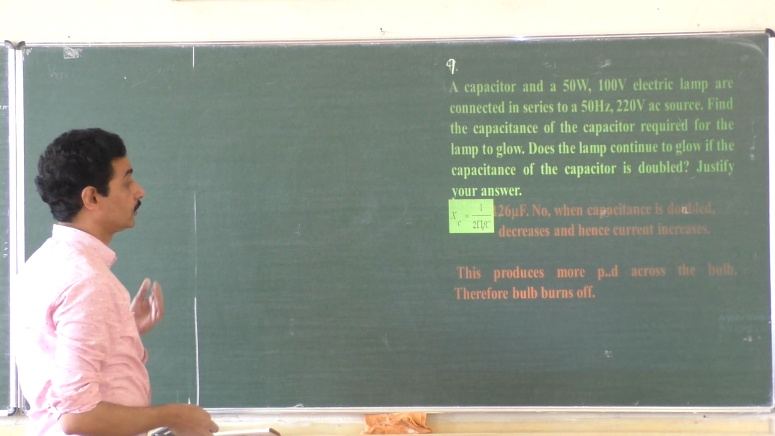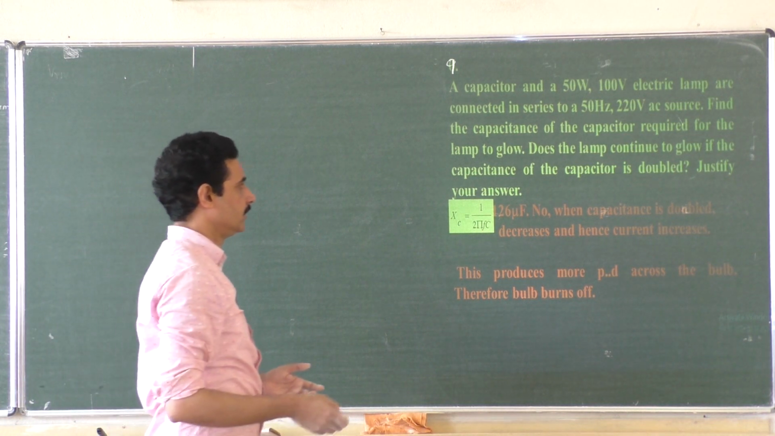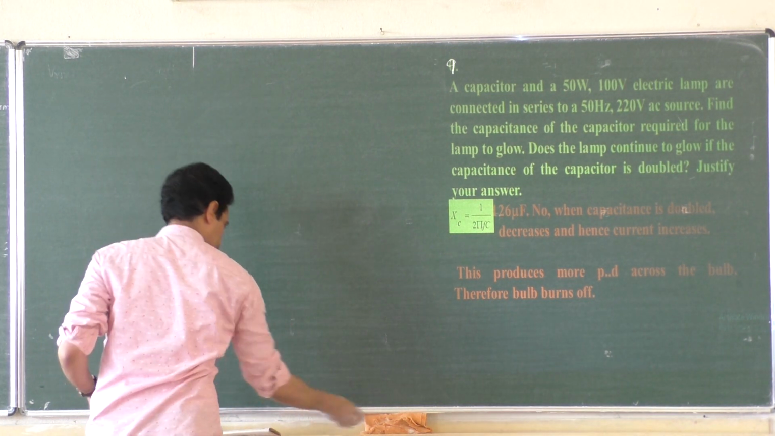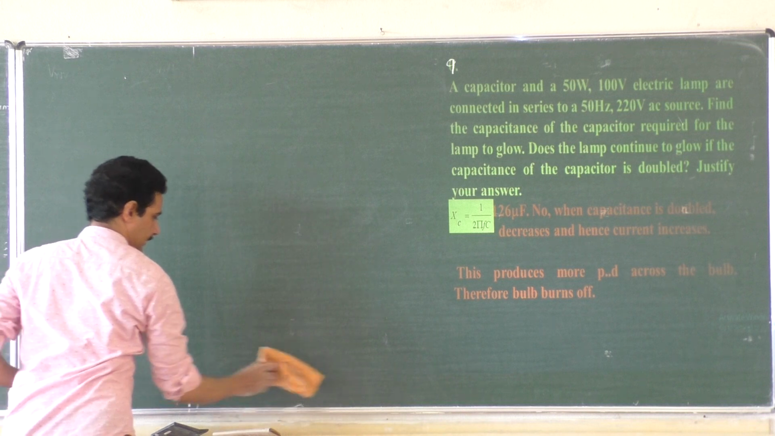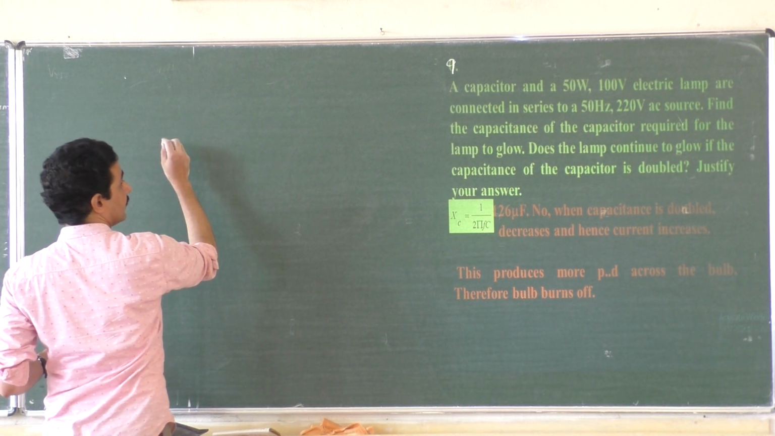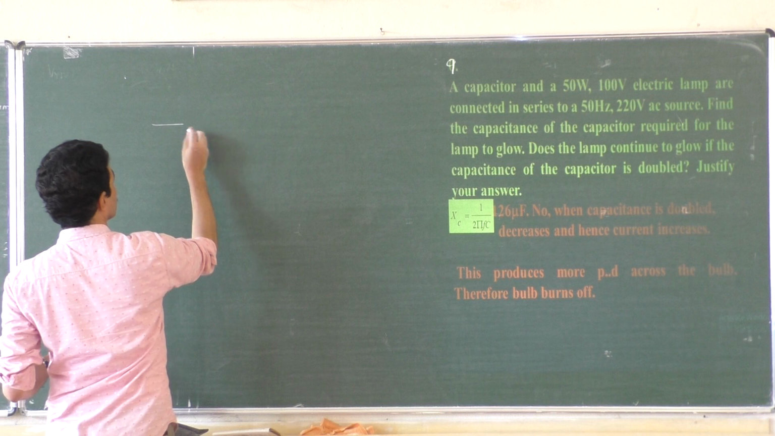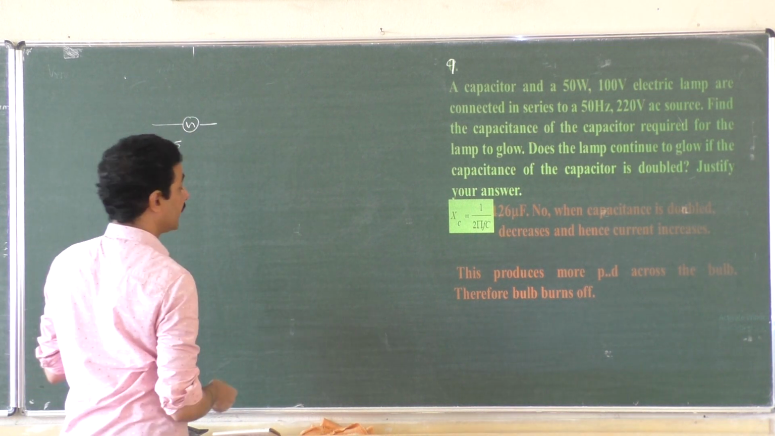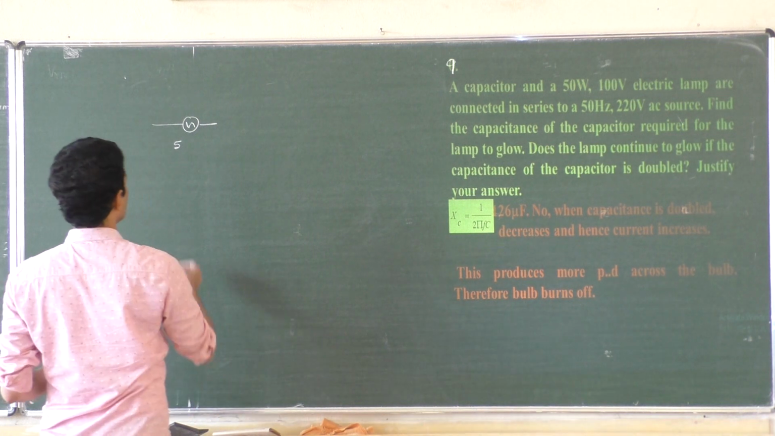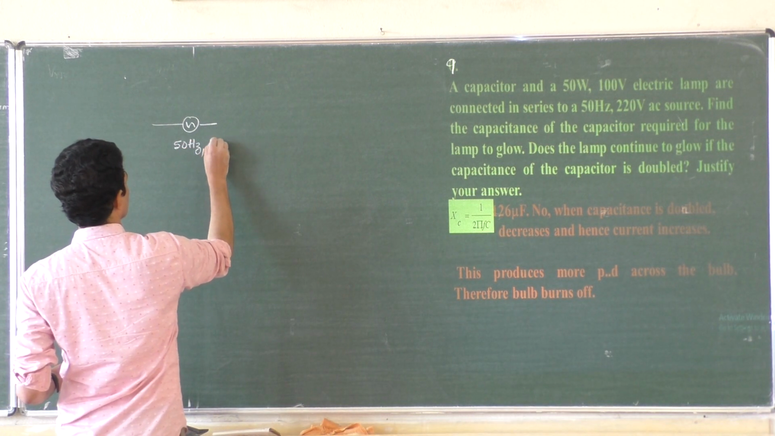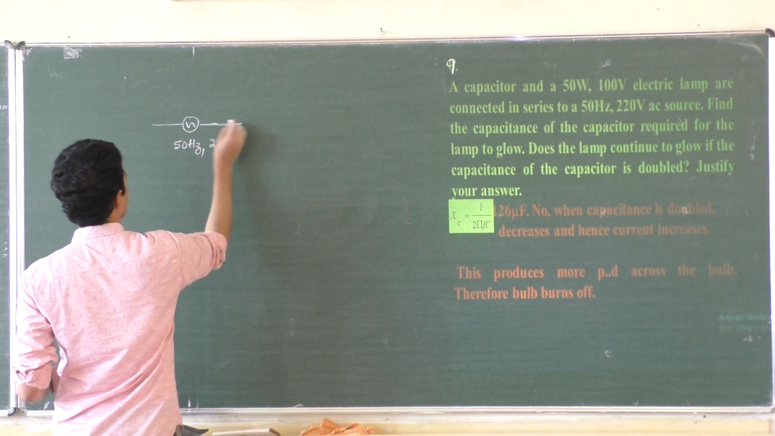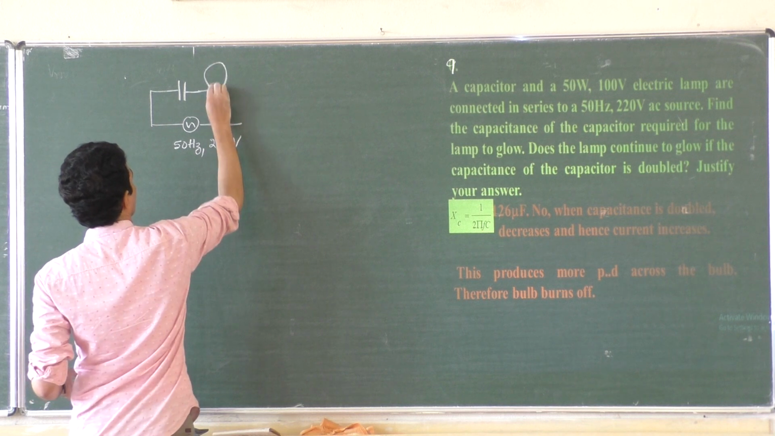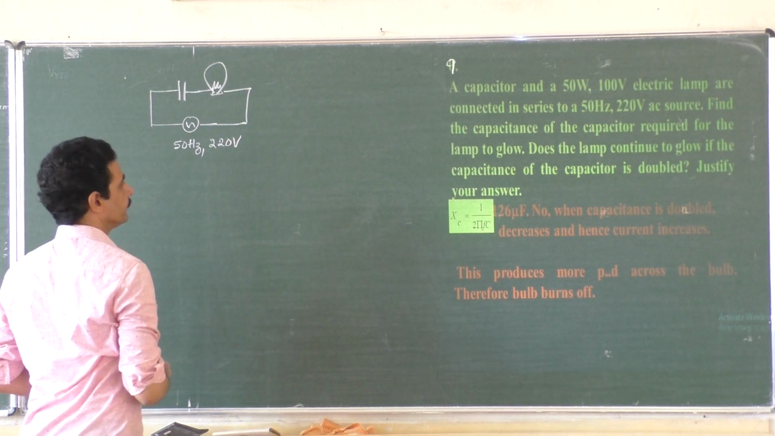A capacitor and a 50 watt 100 volt electric lamp are connected in series to a 50 hertz 220 volt AC source. Okay, I'll show it like this. I think we may be in need of the space here. 50 watt, it's a lamp, right? What about AC? 50 hertz 220 volt source is connected to a capacitor and a bulb, like this, to an AC source.